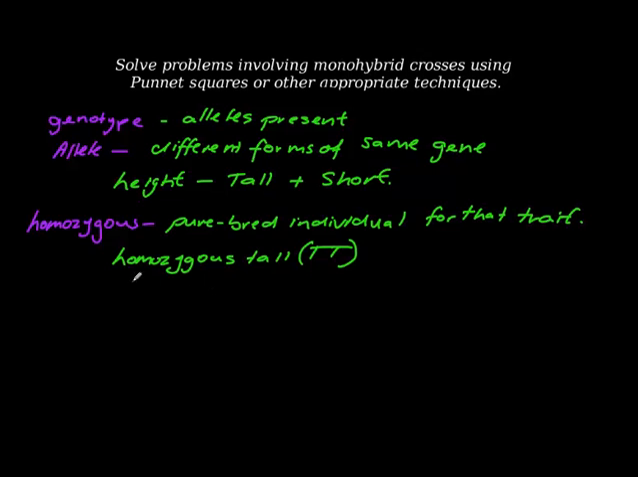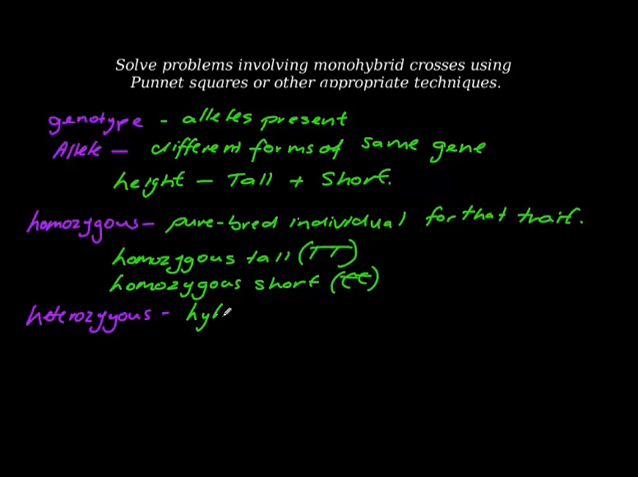We've got homozygous tall, and we could also have homozygous short in terms of pea plants. That would be little t, because the short was the recessive. So if homozygous means that they're purebred, homo meaning same, heterozygous refers to it being a hybrid. So it's a hybrid, and both alleles are different.